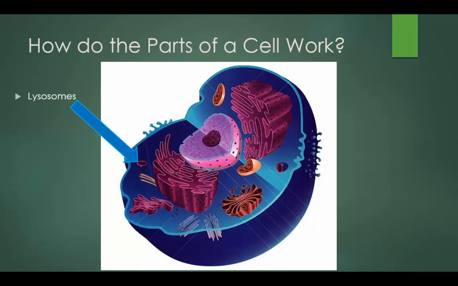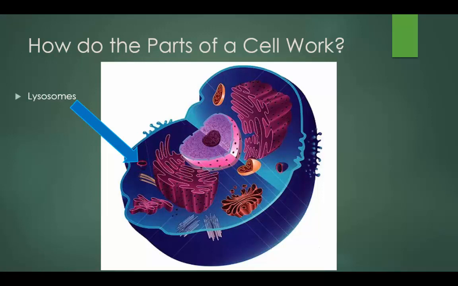This picture is a picture of an animal cell. Animal cells have a number of different organelles, along with many similar organelles also found in plant cells. We're going to look at some of the different organelles found inside of animal cells. The first one is a lysosome.